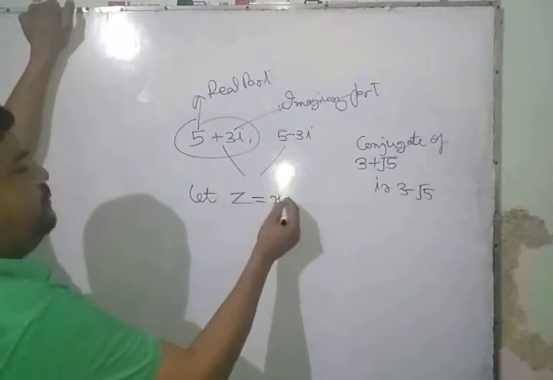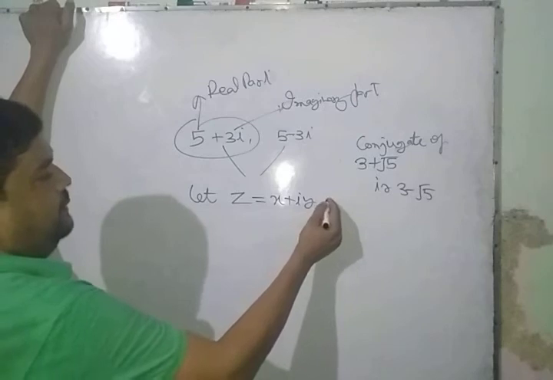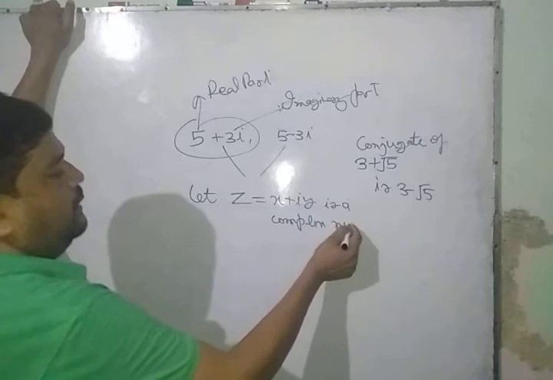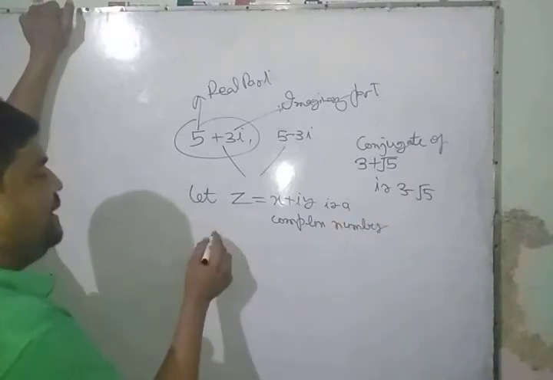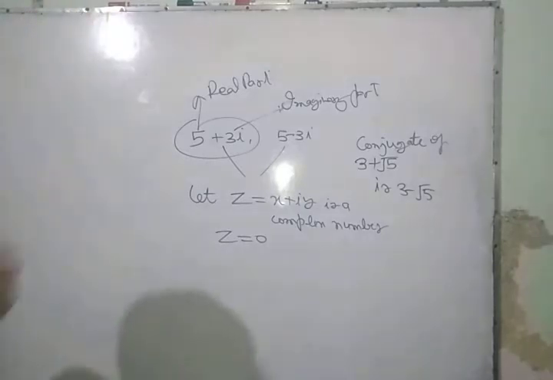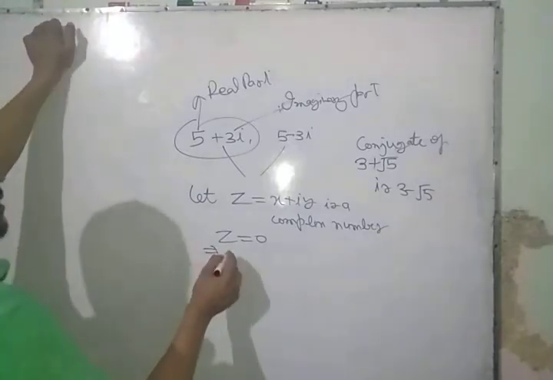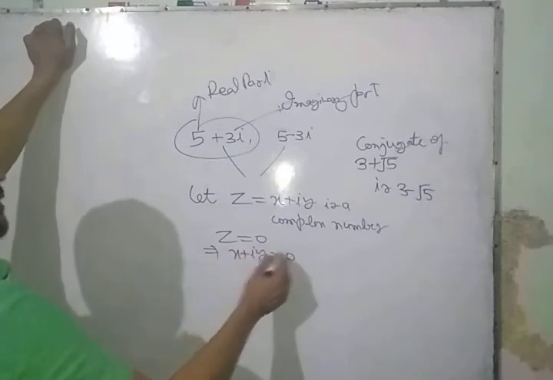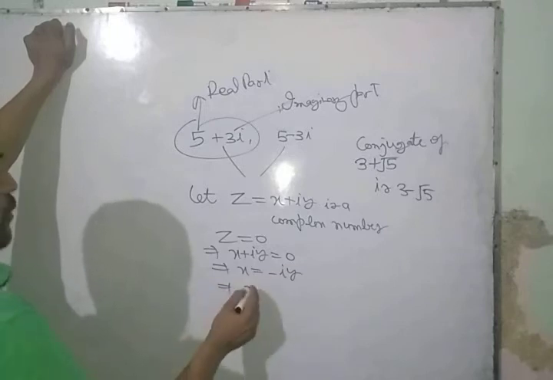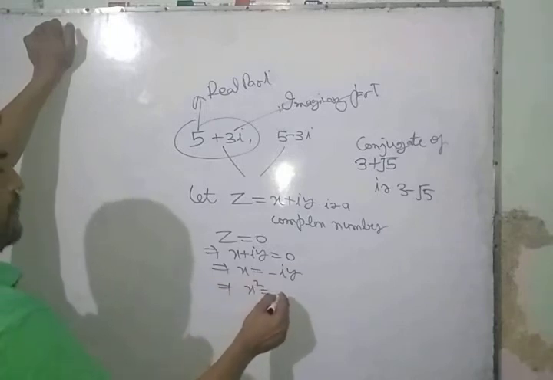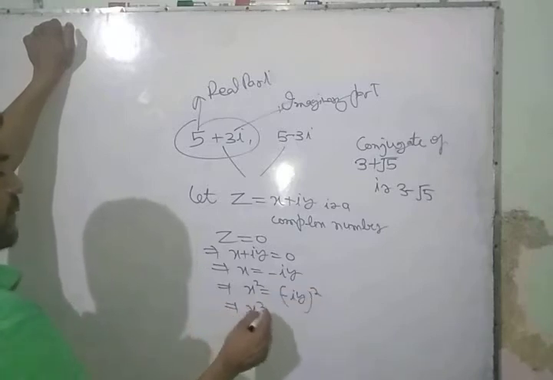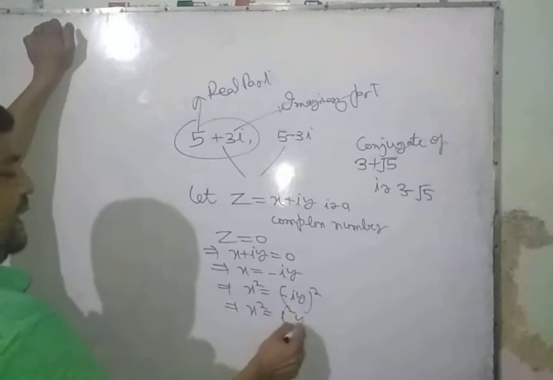Let z is equal to x plus iy, a complex number. Let's see what happens if z is equal to 0. Suppose z is equal to 0. Now see what will happen. So z is equal to 0 means x plus iy is equal to 0. This means x is equal to minus iy. Squaring both sides you will get x square is equal to minus iy whole square. Now x square is equal to minus square plus you will get i square y square.